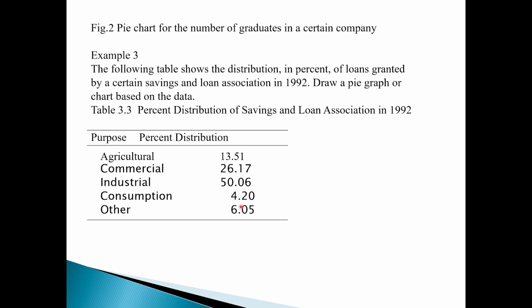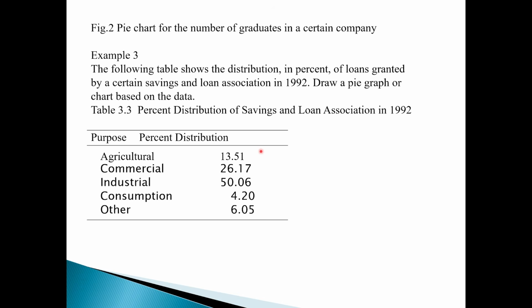Okay, another example. You have here your percent distribution of savings and loan. So we have your categories: agricultural, commercial, industrial, consumption, and others. You have your percent distribution. This one you actually have percent distribution already, so you don't need to compute for the percentages. What you should do is the next step already. From this percent distribution, you should convert it into degrees.